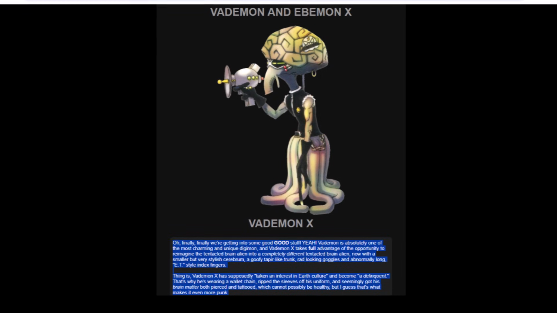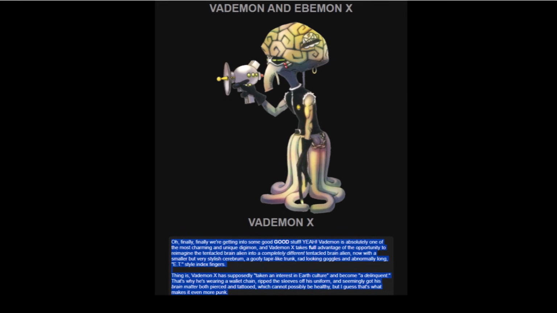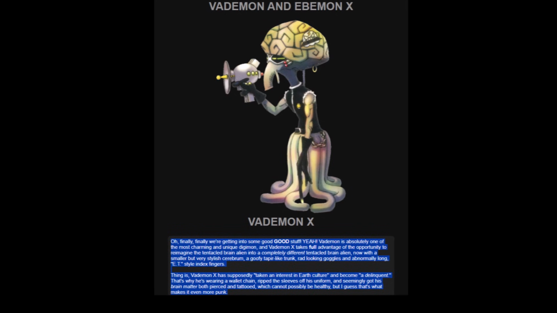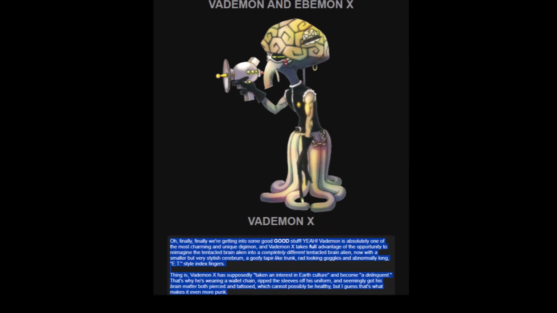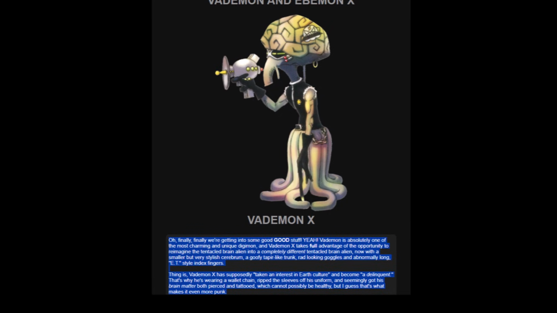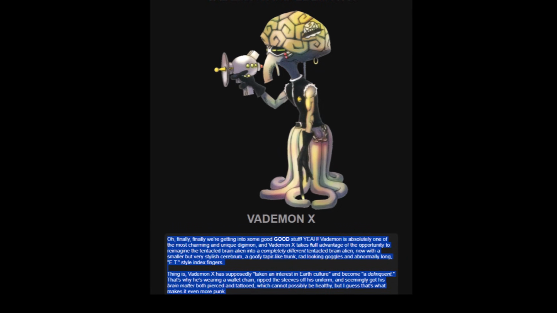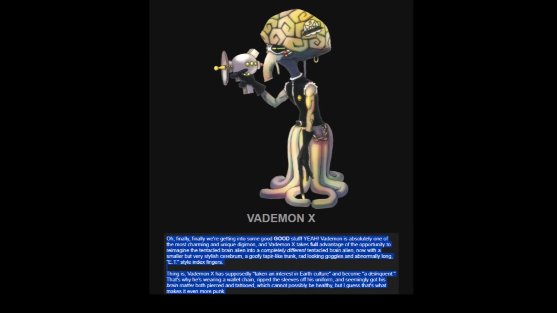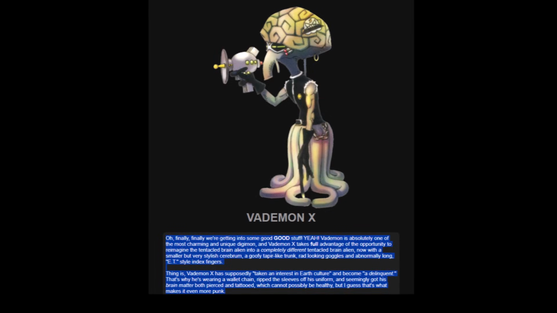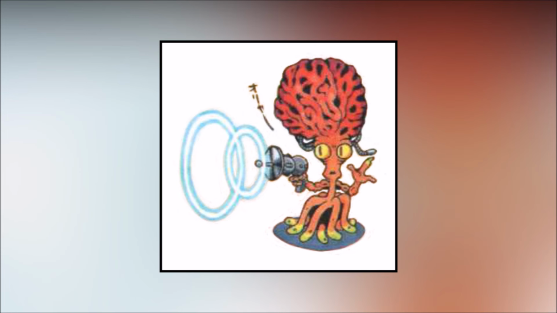Thing is, Vademon X has supposedly taken an interest in Earth culture and became a delinquent. That's why he's wearing a wallet chain, ripped the sleeves of his uniform, and seemingly got his brain matter both pierced and tattooed, which cannot possibly be healthy, but I guess that's what makes it even more punk. Unquote.